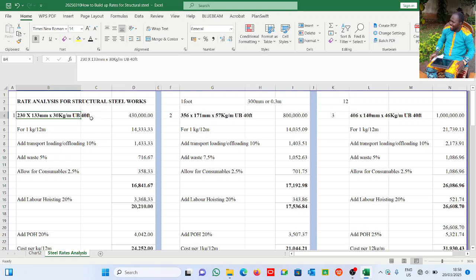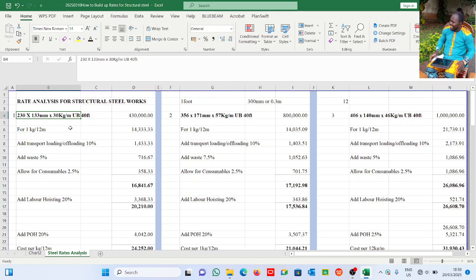Now let's take this first item here. The market survey says this universal beam is 430,000 naira per length, per every 12 meters. Of course, the weight is there, 30 kg per meter. It means every 1 meter of it weighs 30 kg. But I'm not looking for the whole 30 kg, neither am I looking for the whole 40 feet, the whole 12 meters. I just want kg per meter. That's all I need.